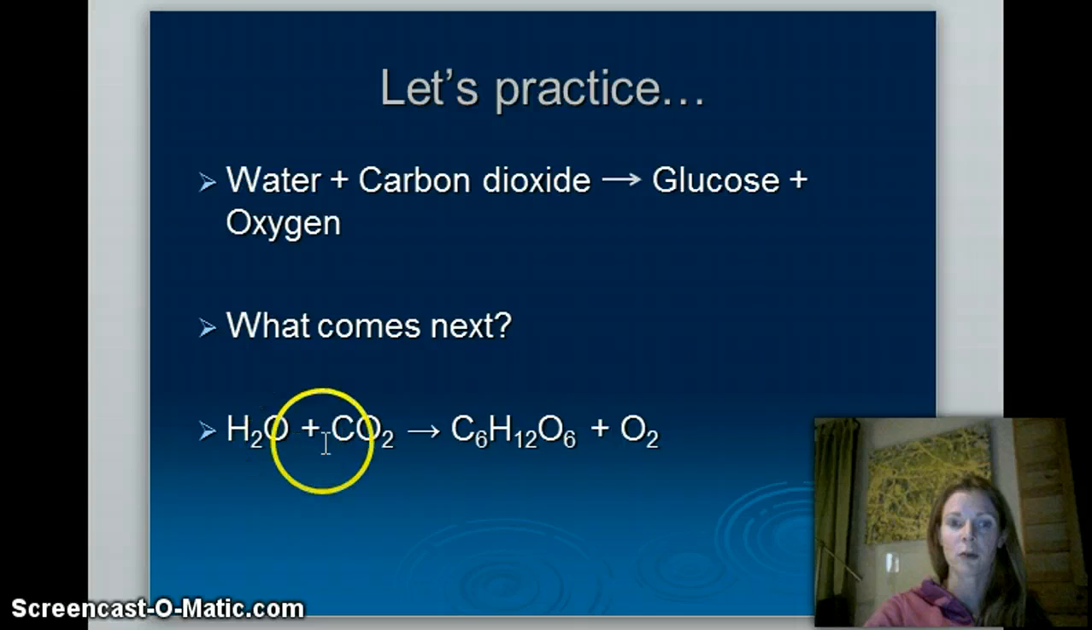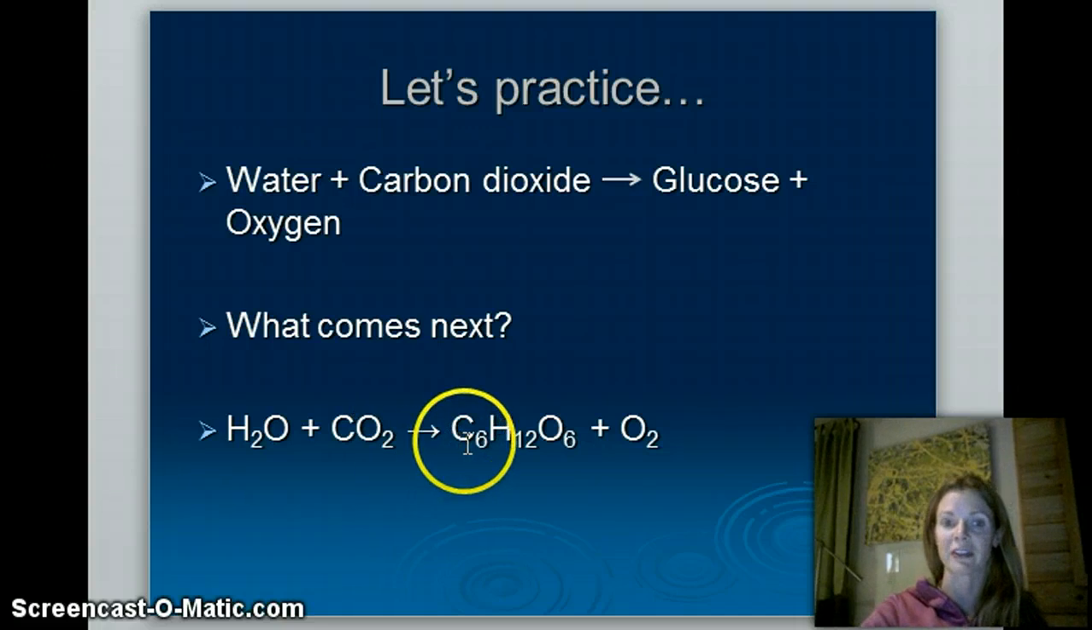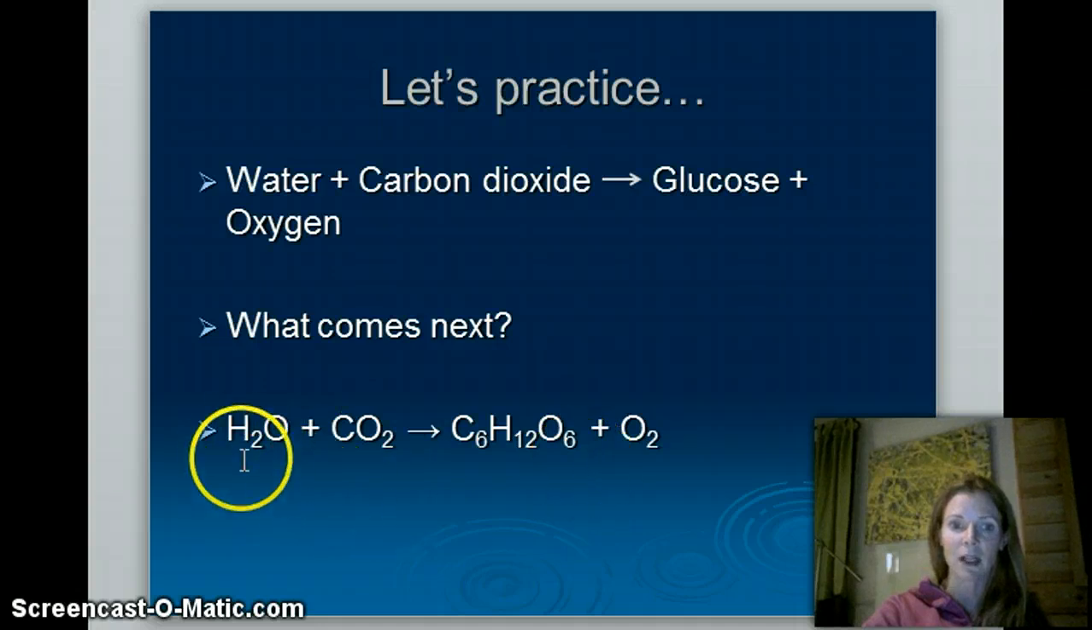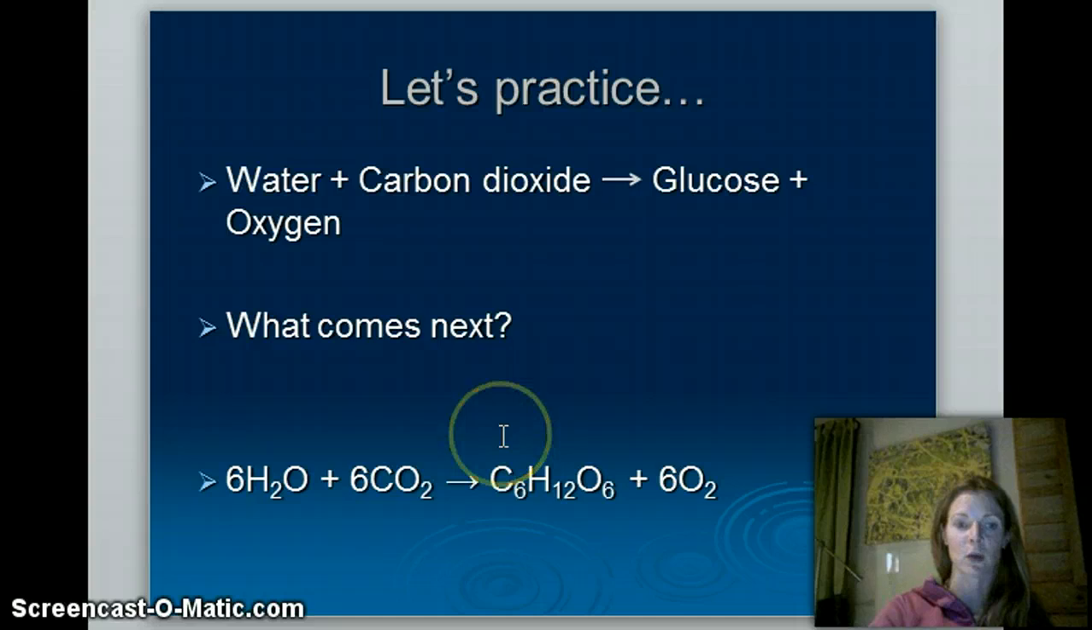So again, H2O plus CO2, and then it yields, okay, your arrow is telling you that it's going to give you products of glucose, C6H12O6, plus oxygen. Obviously, you have to have that in the presence of sunlight. But this is not balanced, okay? If you look, there's 2 hydrogens over here and 12 over here. That's clearly not balanced, okay? So we know right away that's not balanced. You have to start working through this.